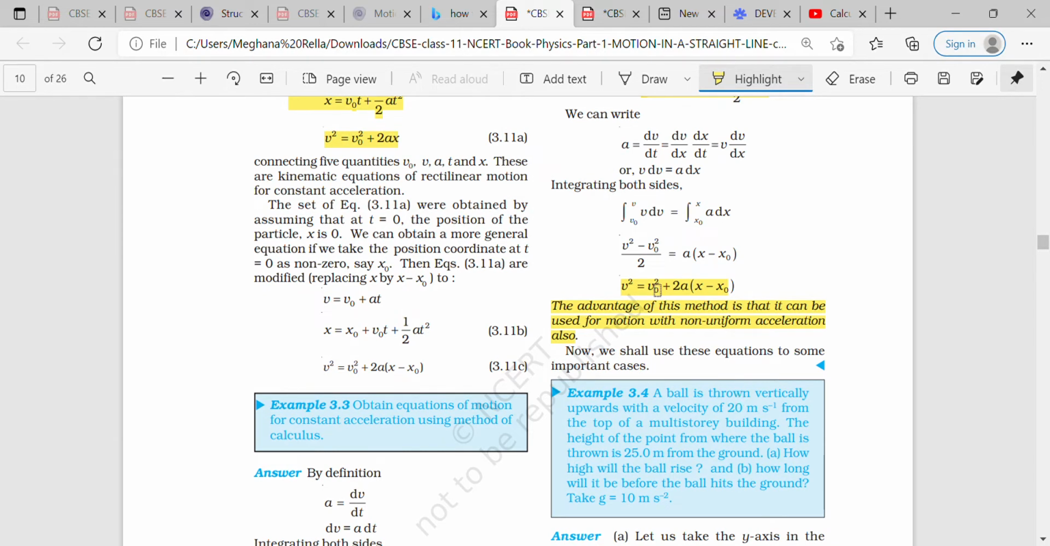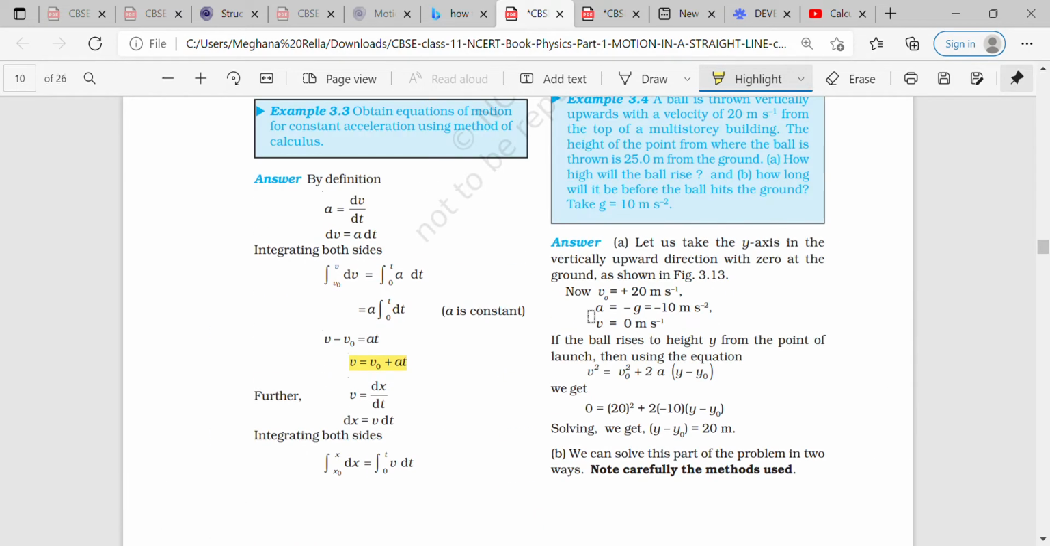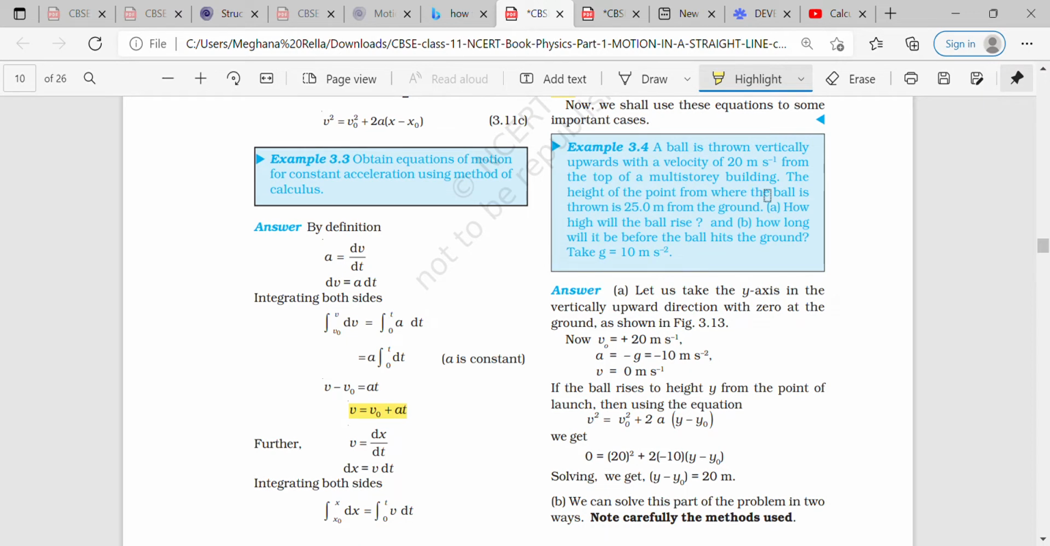Let us try. A ball is thrown vertically upwards with a velocity of 2 meters per second from a multi-story building. The height of the point where the ball is thrown is 225 meters from the ground. How high will the ball rise, and how long will it be before it hits the ground? So we have g as 10.